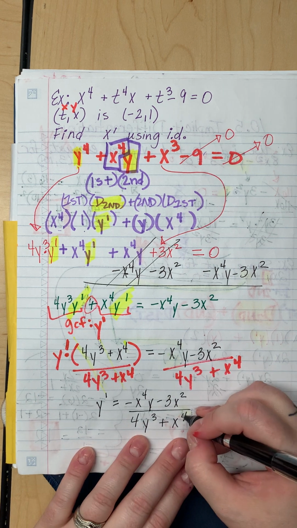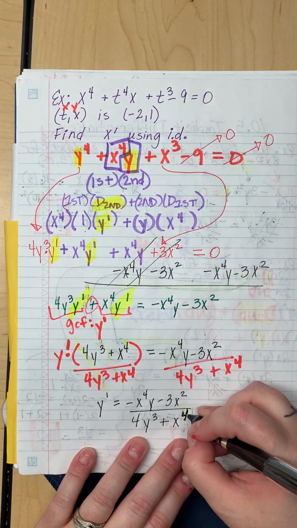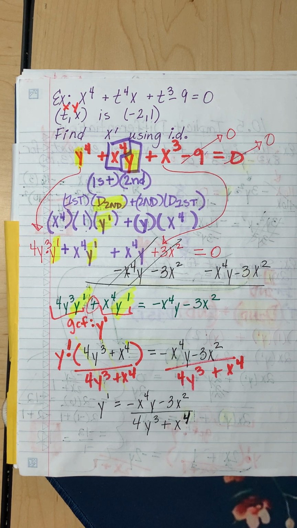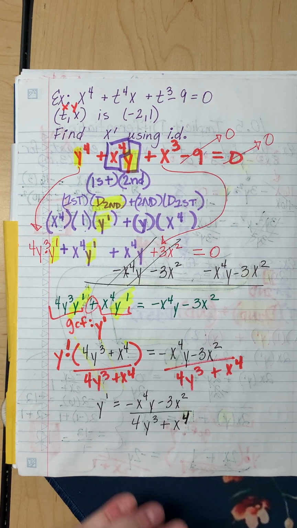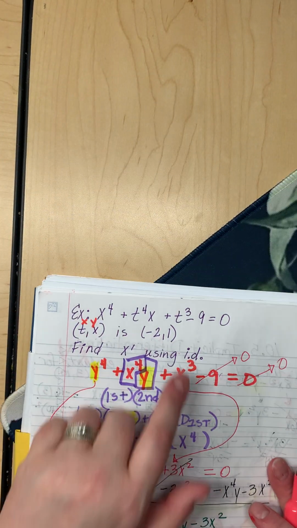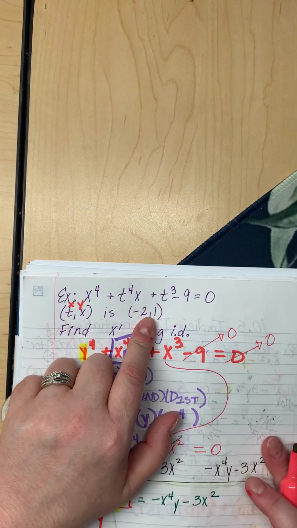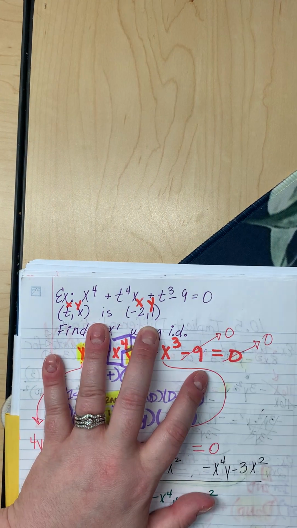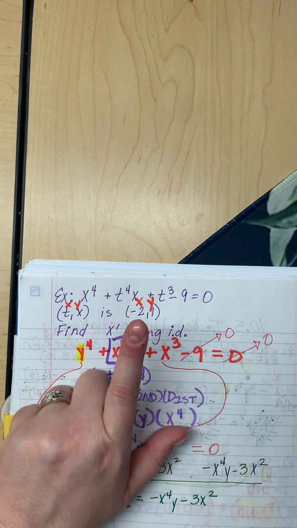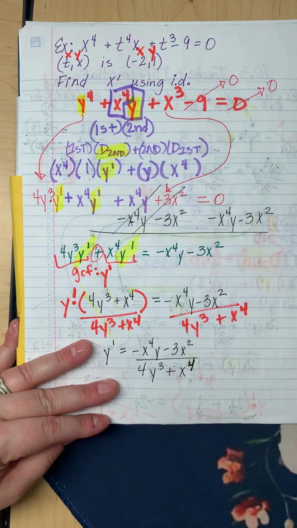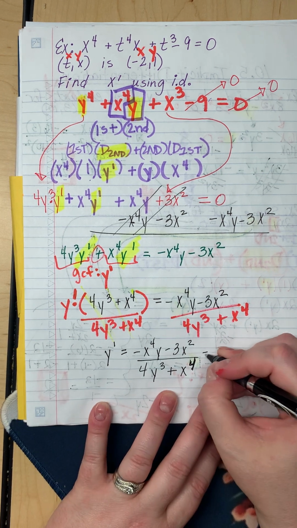You might have to type this in your homework, but don't yet because we need to convert it back to the letters we started with, the Texas letters, TX. Before we convert it back for your homework, let's plug in this point, instead of TX, now it's XY. So let's plug in negative 2 for X and 1 for Y.